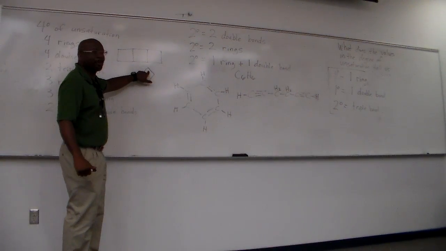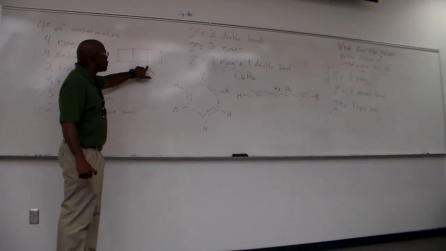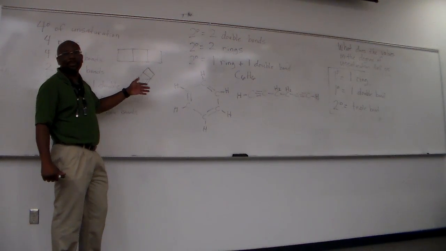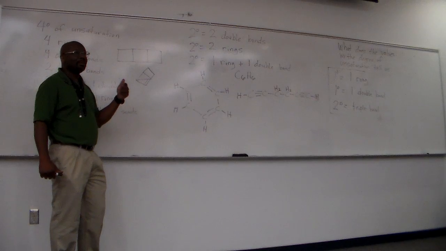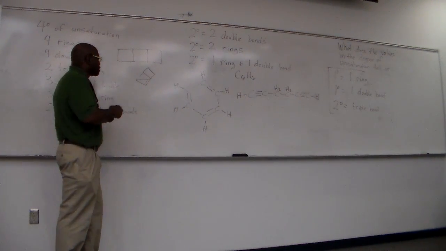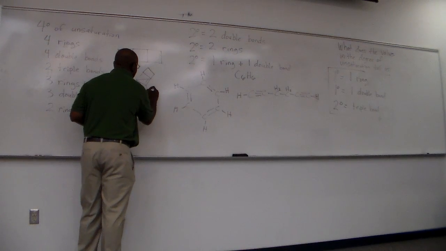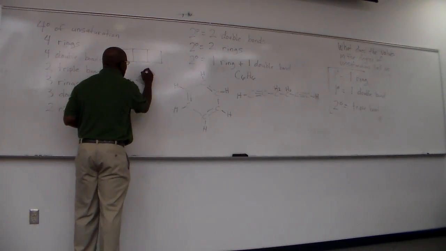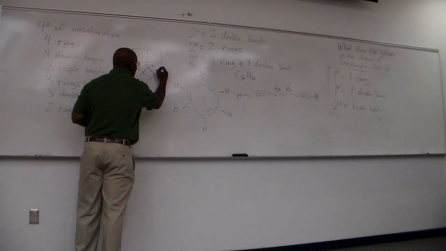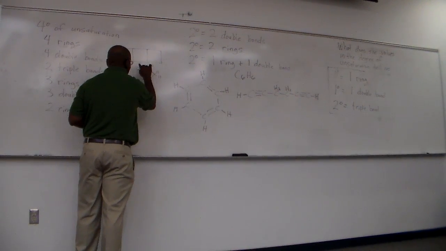1 ring, 2 rings, 3 rings. You've got 1, 2, 3, 4, 5, 6 carbon atoms. And with a double bond we actually had 6 hydrogens. We have a hydrogen here, a hydrogen here, 1 here, 1, 2 here, 1, 2 there. 1, 2, 3, 4, 5.